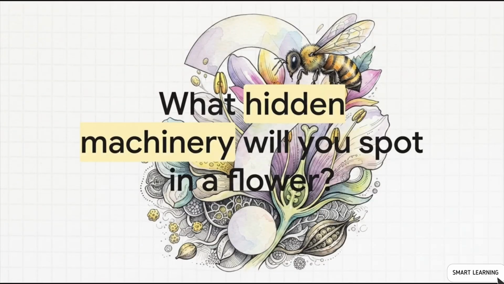The next time you're outside and you see a beautiful flower, what hidden botanical machinery are you going to spot? Are you going to notice the bright petals working hard to attract a bee for cross-pollination? Might you actually peek inside to spot the stamen and the pistil? I really hope this explainer has given you a whole new lens to view nature through.